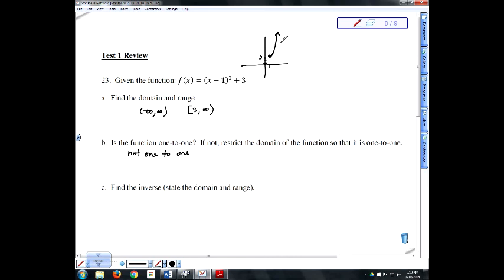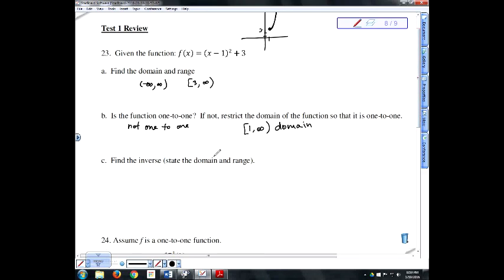The domain restriction now is from 1 to infinity. If I restrict the domain from 1 to infinity, that produces only the right side of this parabola, thus making this function 1 to 1. So now the domain is from 1 to infinity. The range is still from 3 to infinity.